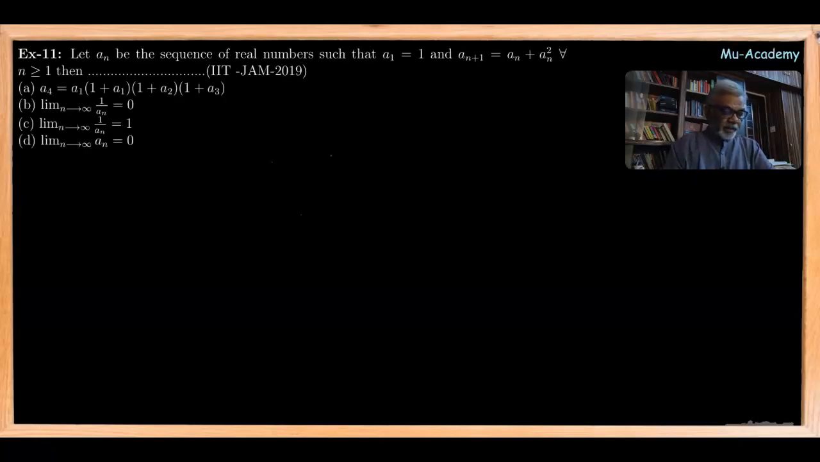Now the question number 11. Let an be the sequence of real numbers such that a1 equal to 1 and an plus 1 is equal to an plus an square for every n greater than or equal to 1. Which one of the following four choices is correct? And this is an MSQ question. Maybe 1 or maybe 2 or maybe 3 or maybe 4 or all of them. So we have to select the options which are correct.